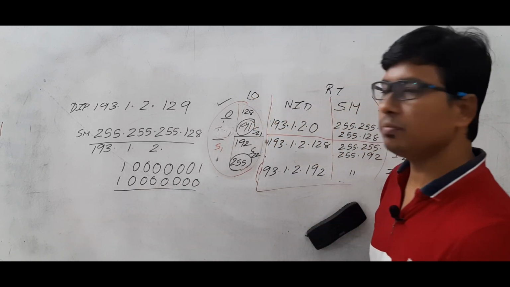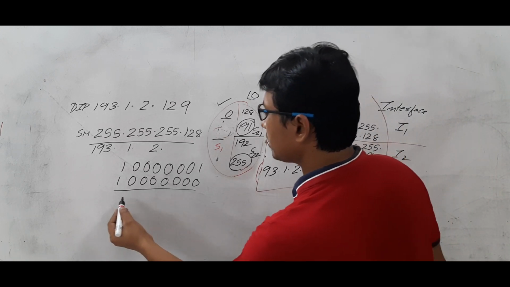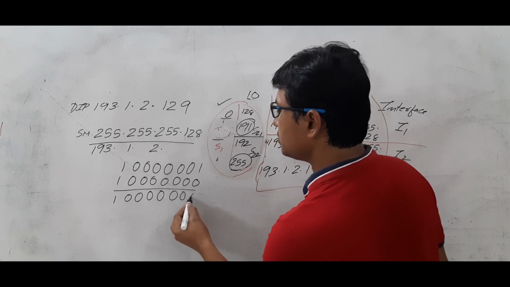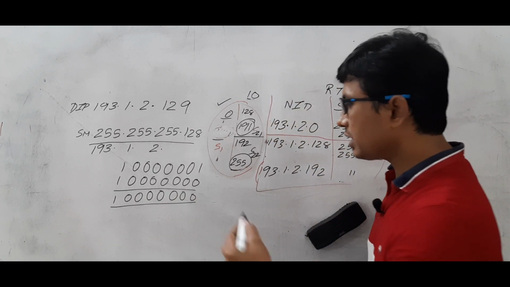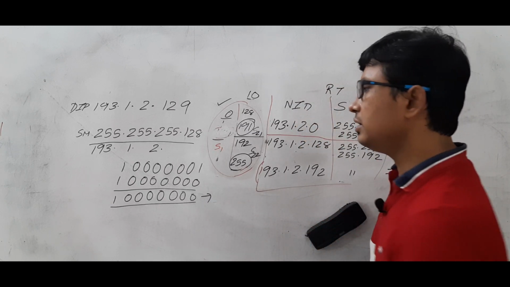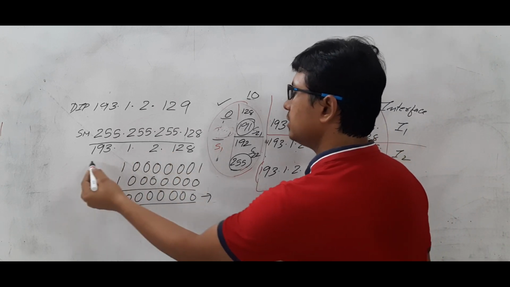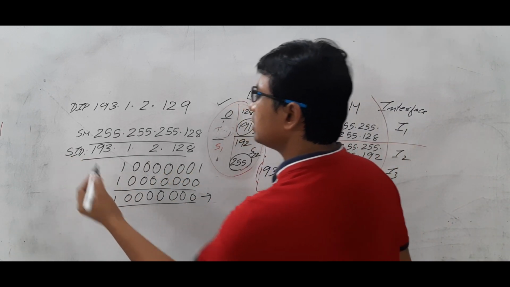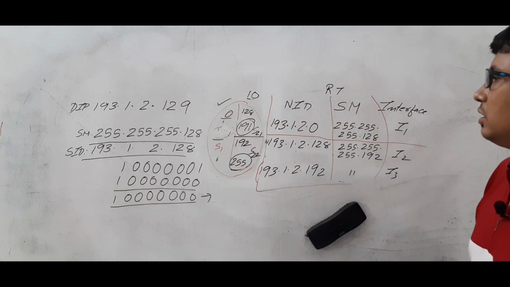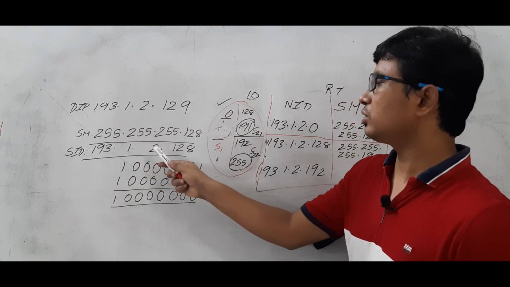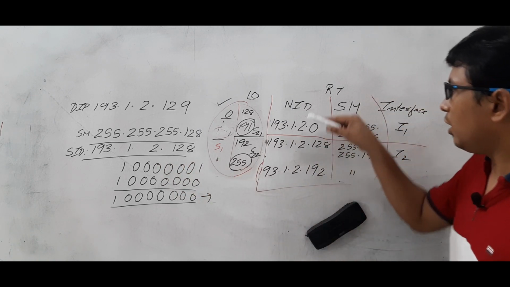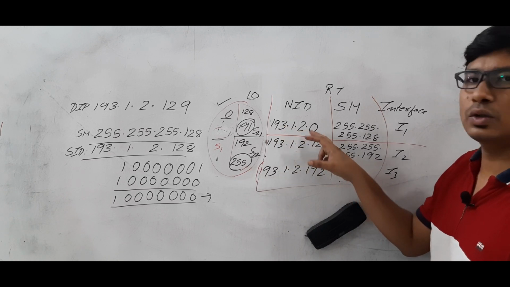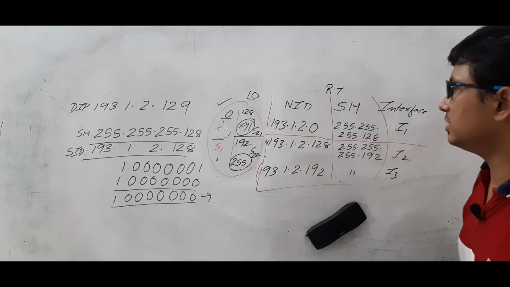If I perform the bitwise AND, what will I get? 1 0 0 0 0 0 0 0. Am I right? Now what is the decimal number of this binary number? It is 128. So what is this number? This is the subnet ID of this one. So you got 193.1.2.128. Now what is the network ID of this one? This is 193.1.2.0, which is not matching with this one.